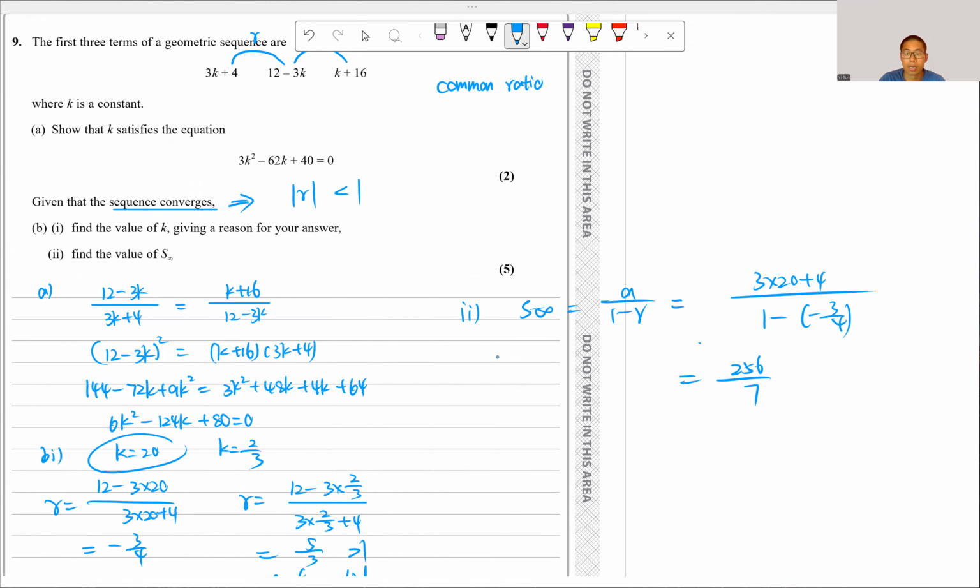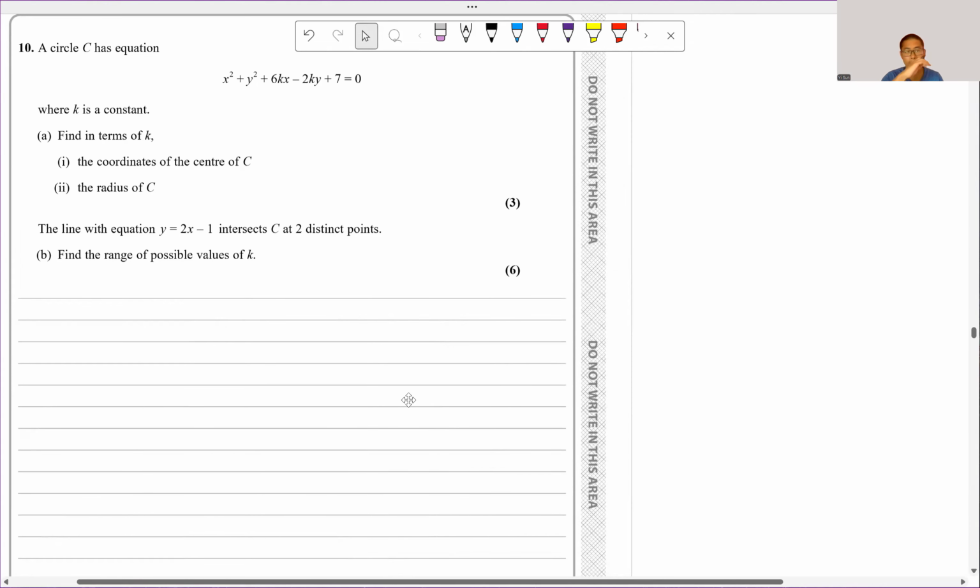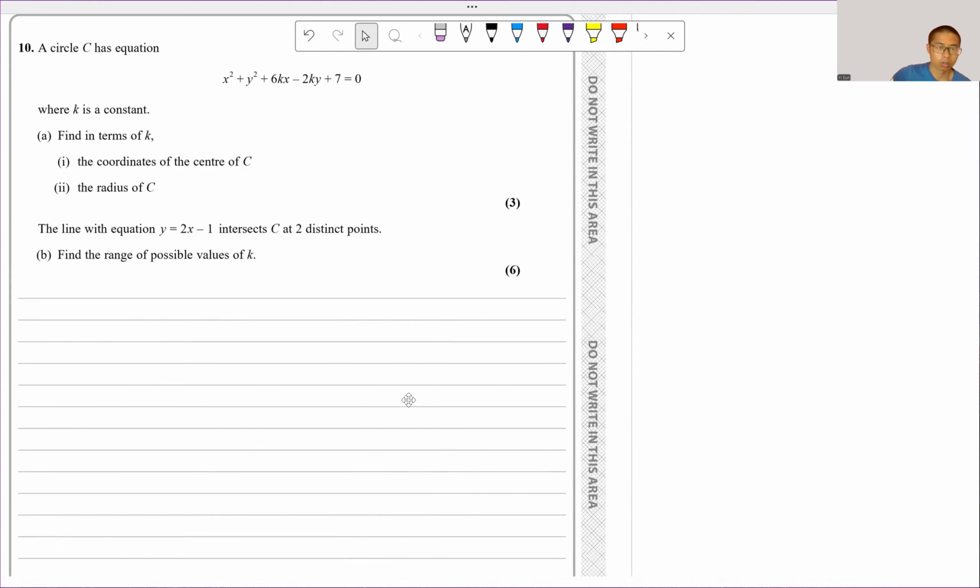Now let's have a look at question 10. This is a circle question. A circle C has equation x squared plus y squared plus 6kx minus 2ky plus 7 equal to 0, where k is a constant. Part A, find in terms of k, the coordinates of the center and the radius of the circle. Okay, so let's have a look.